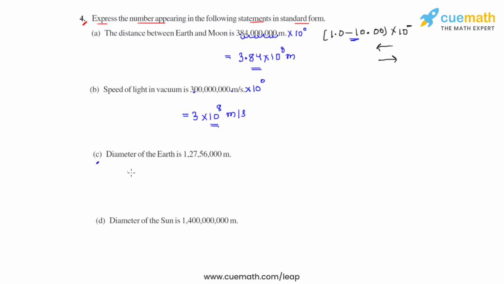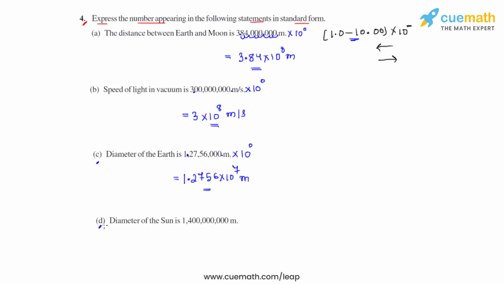In part C, we have been given with the diameter of Earth, which is this large number. We again keep the decimal after the last digit, which is 0. We times the number with 10 raised to 0. The decimal has to be between 1 and 2. We'll have to move the decimal towards left. And the number of places by which we have to move the decimal towards left is 7. So our answer will be 1.2756 times 10 raised to 7 meters. And this is the standard form of the diameter of Earth.